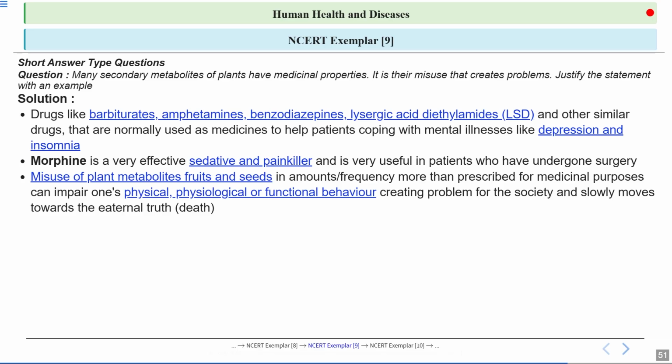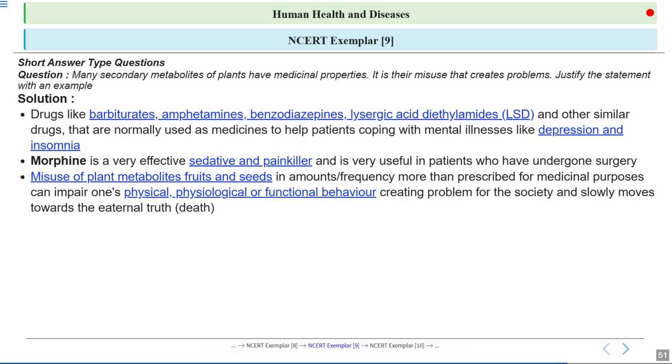Now, let's talk about the misuse of plant metabolites, fruits, and seeds. Misuse of plant metabolites, fruits, and seeds in amounts, or if they are frequently used more than the prescribed, for medicinal purposes, can impair one's physiological or fundamental behavior, creating problems for the society, and slowly moves towards the eternal truth, which is death.